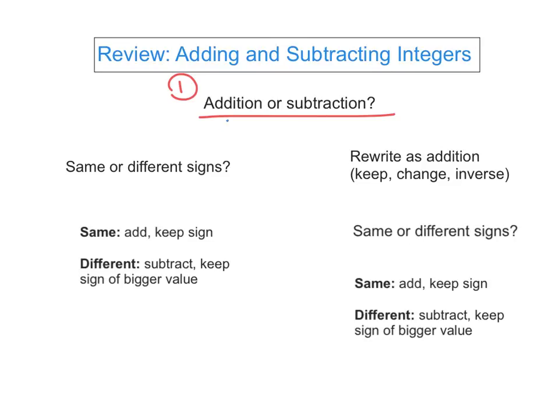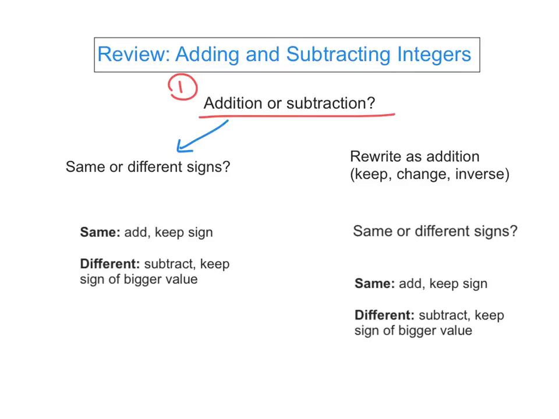So if it's addition, you're going to jump over to these questions, and then you ask yourself, are these the same or are they different signs? Meaning, do I have two negatives that I'm adding together? That would be the same sign. Or do I have one positive and one negative? Those would be different signs.